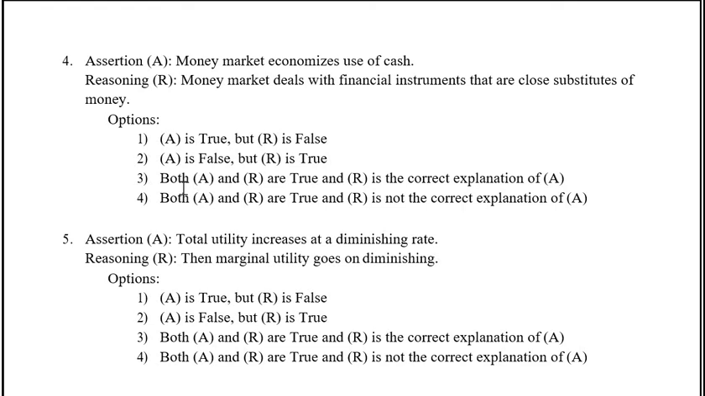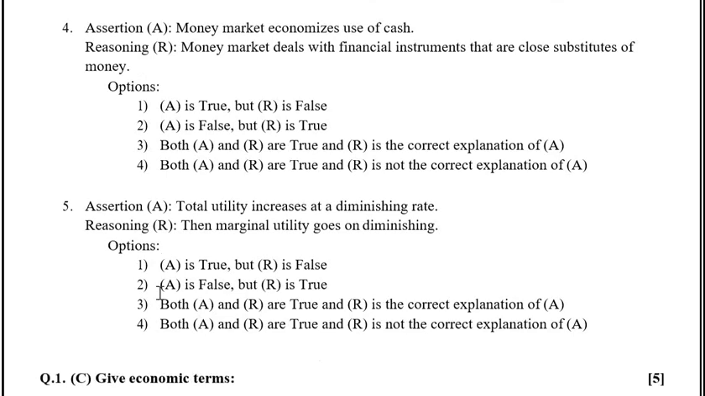Fourth one, there are altogether 5 marks for this. And again, it's very scoring if you are clear about the concept. Assertion A, money market economizes use of cash. Reasoning R, money market deals with financial instruments that are close substitutes of the money. Options, again: A is true but R is false. A is false but R is true. Both A and R are true and R is the correct explanation of A. Both A and R are true and R is not the correct explanation of A.